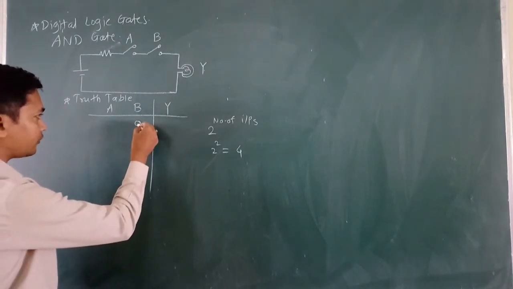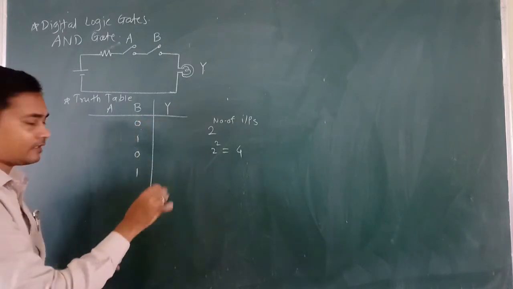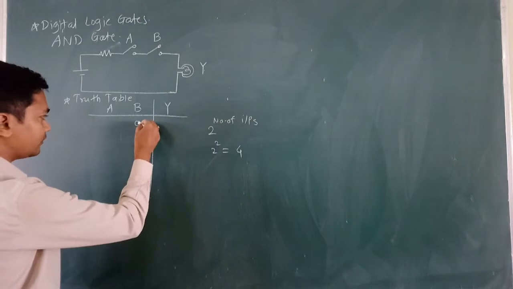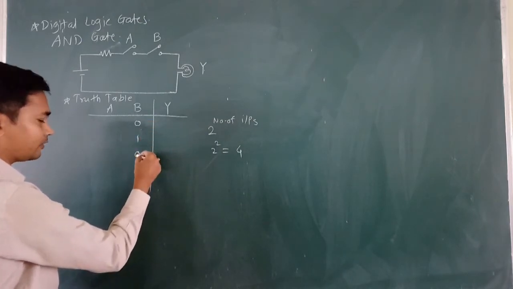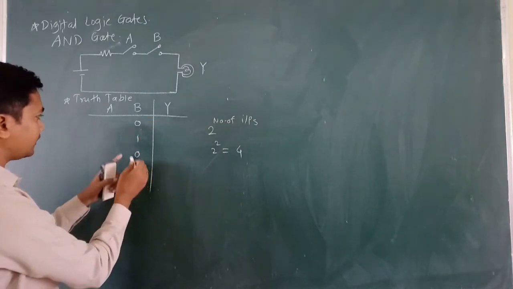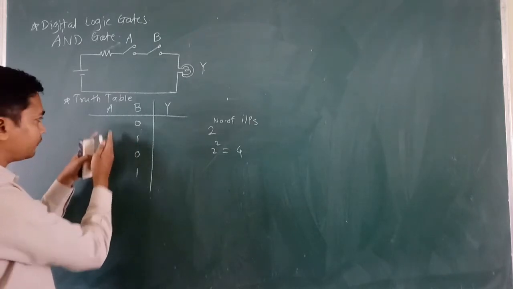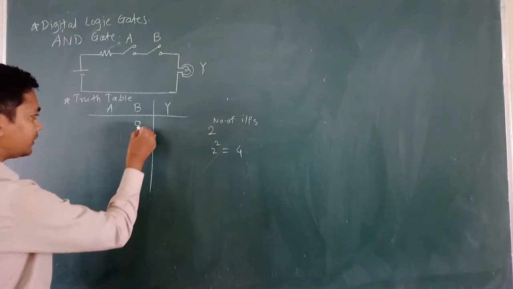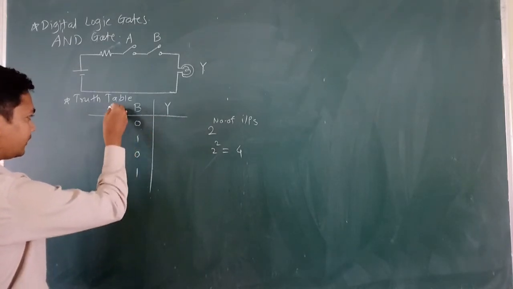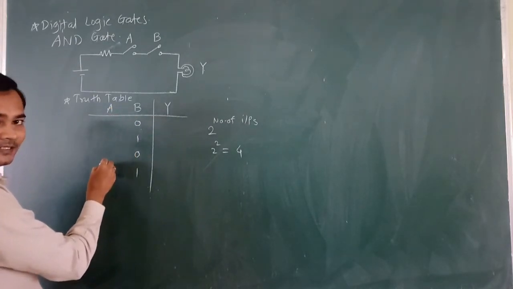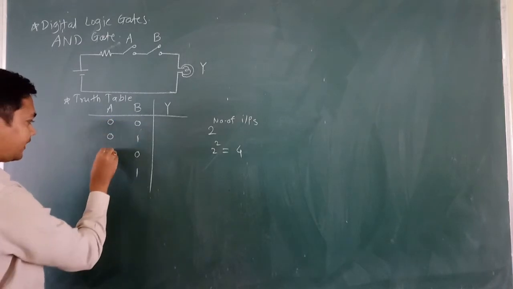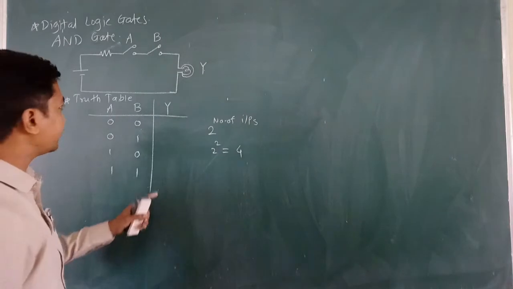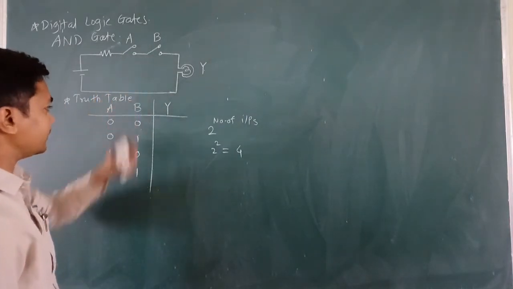Here 0 means the switch is not pressed, and 1 means the switch is pressed. If you go to the next input on the left, you have to double it. So here a single 0, a single 1 in the first column, and in the second column, 2 zeros and 2 ones. So these are the 4 combinations which can be formed using 2 inputs, 2 switches.